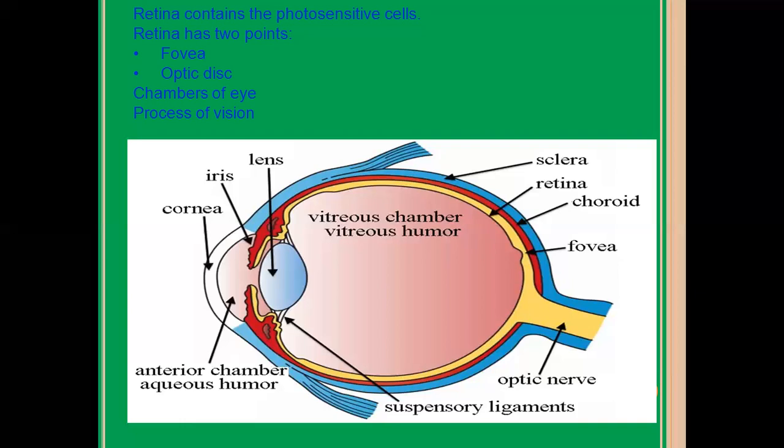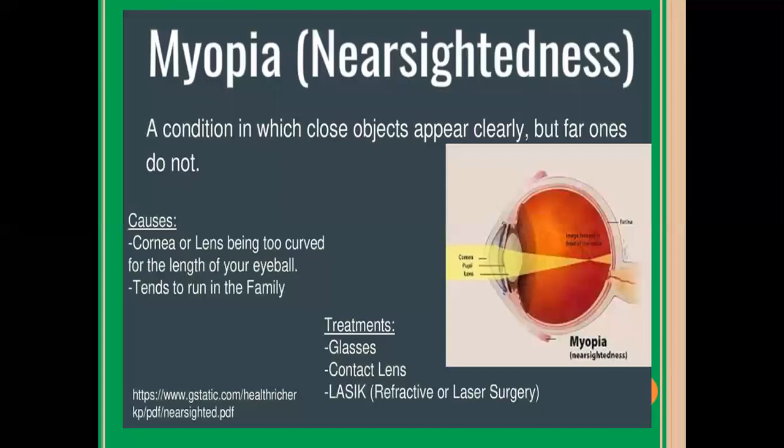Is it clear? Now, the last one is disorders of the eye. There are two types of disorders. One is myopia, and another is hypermetropia. Now, what happens in myopia? This is the myopia, and look at this diagram. In myopia, there is an elongation of the eyeball, and in this case, the image is formed in front of the retina, and we can't see distant objects clearly.